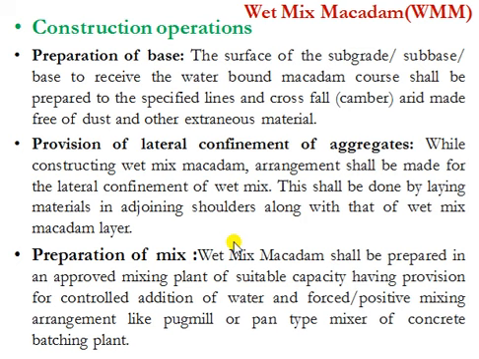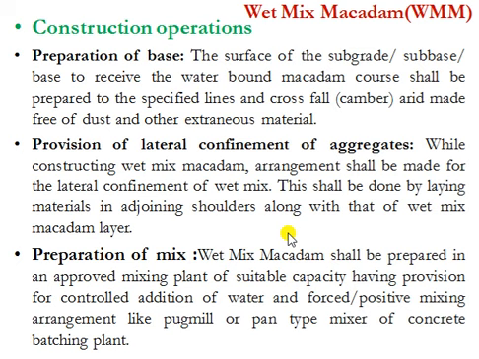So the third process or third stage in the construction is preparation of mix. Wet mix macadam shall be prepared in an approved mixing plant of suitable capacity, having provision for controlled addition of water and forced positive mixing arrangements like pug mills or pan type mixer of concrete batching plant.